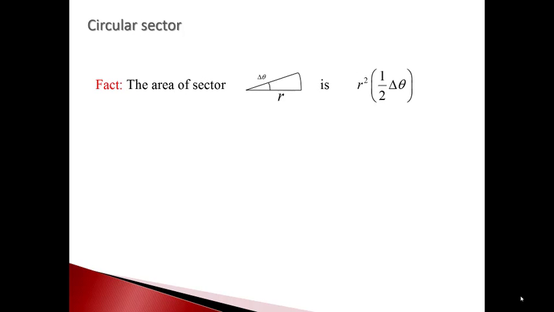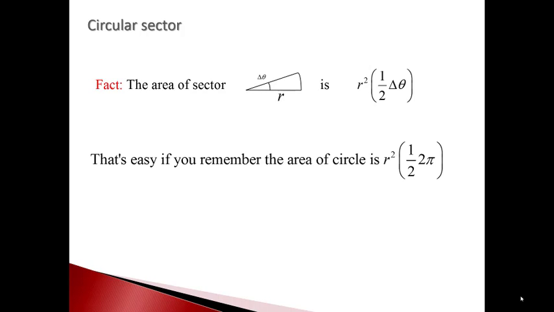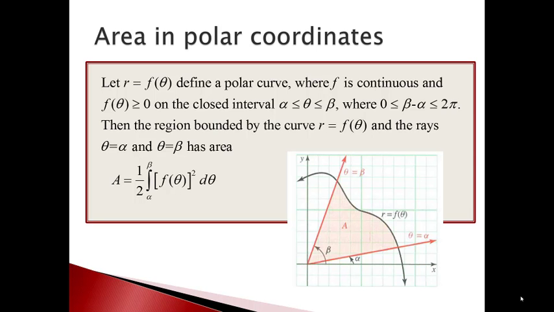The area of a circular sector of radius r is given by r squared multiplied by 1/2 of delta theta, where theta is the central angle of the sector measured in radians. To remember this formula, just think of a circle as a circular sector with central angle of 2 pi. Using the formula for the area of a sector, we now state a theorem that gives us a formula for finding the area enclosed by a polar curve.